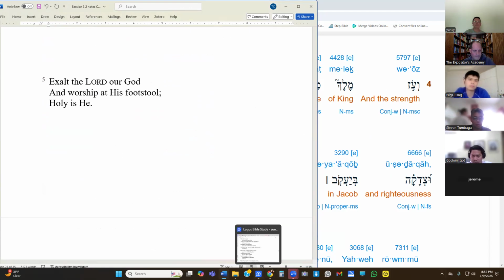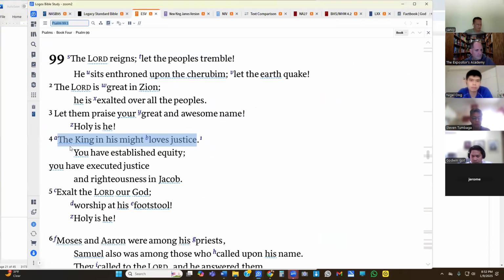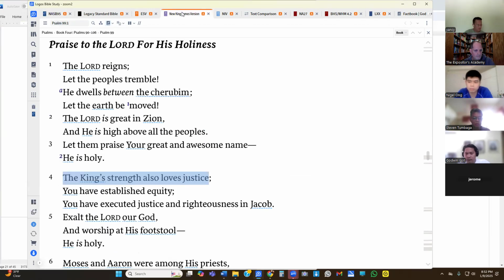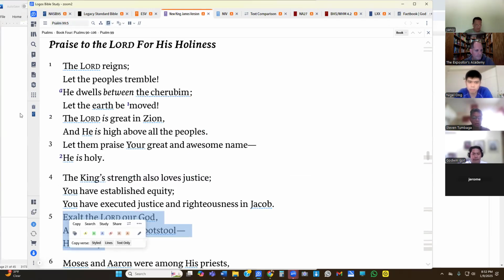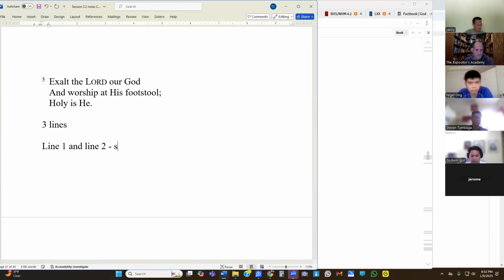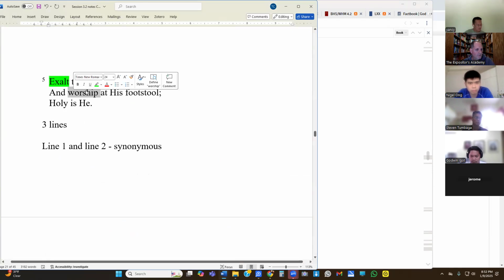In ESV, there are 3 lines, and also in NASB, 3 lines. So I will go for 3 lines. Okay. New King James is also 3. So yeah, 3 lines. Now the relationship between them. Line 1 and line 2 are synonymous. Exalt and worship. Those are similar. Exalt Yahweh.